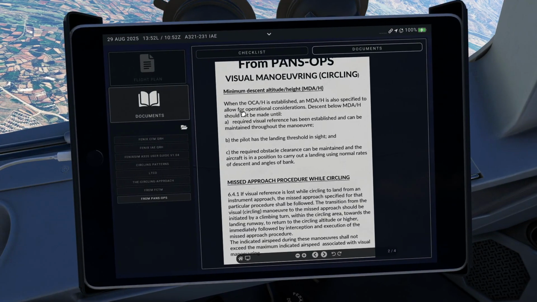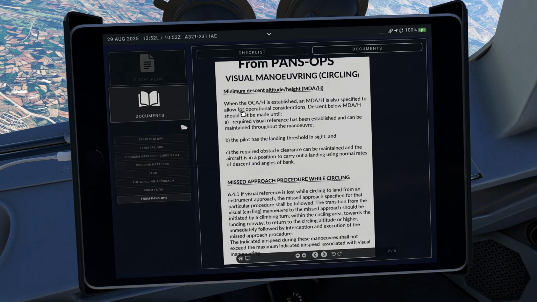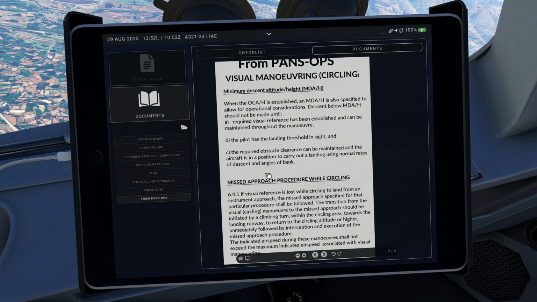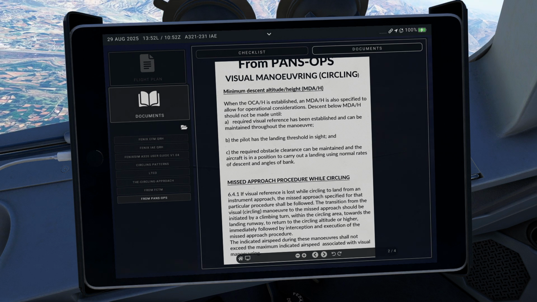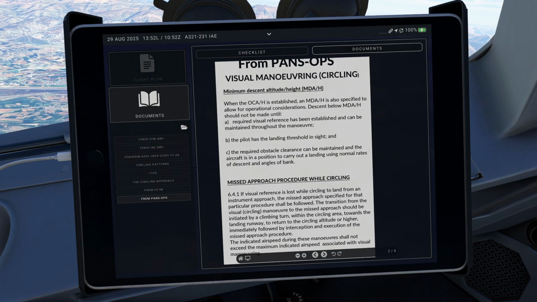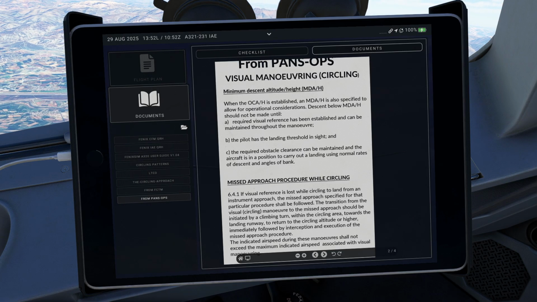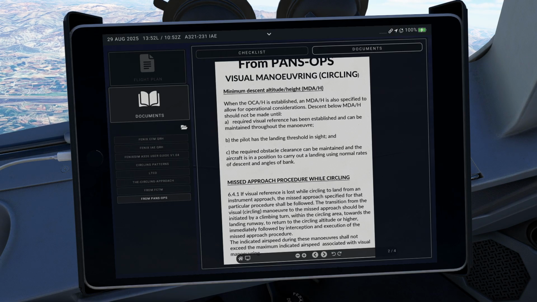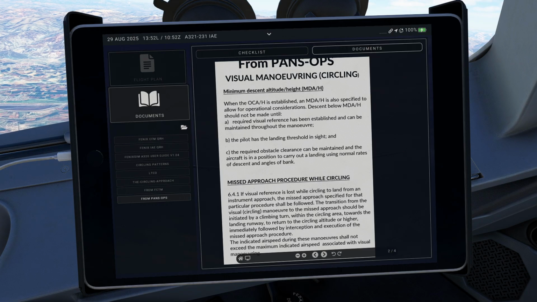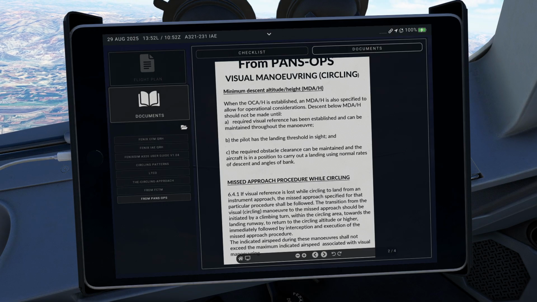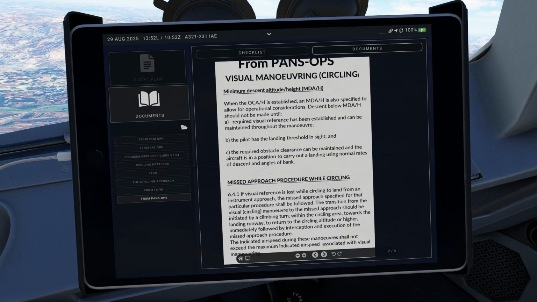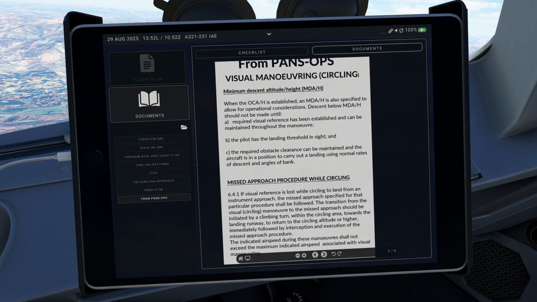The next item, which is very important, is minimum descent altitude or height. When the OCAH, obstacle clearance altitude or height, is established, an MDAH is also specified to allow for operational consideration. Pay more attention to these items. Descent below MDA or H should not be made until required visual reference has been established and can be maintained throughout the maneuver.